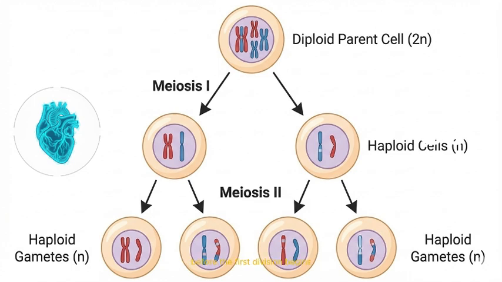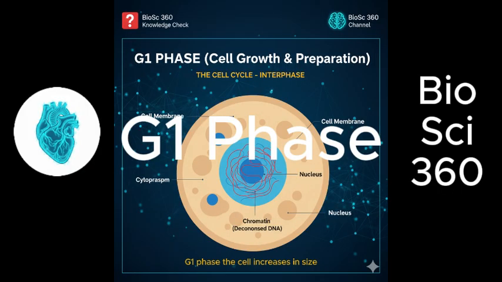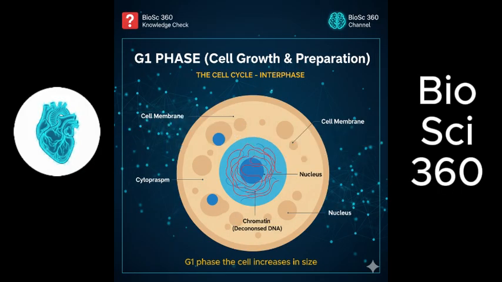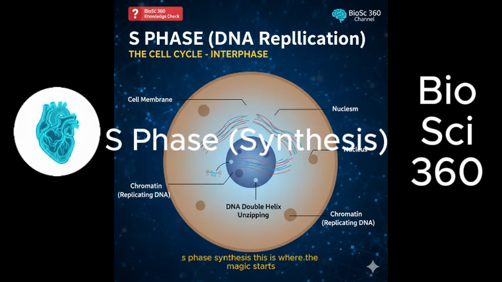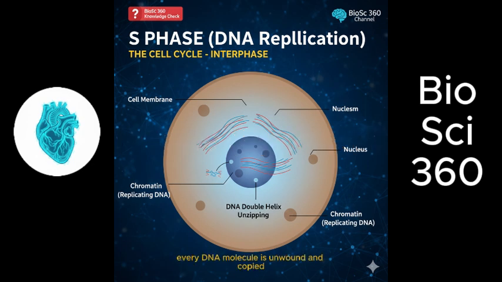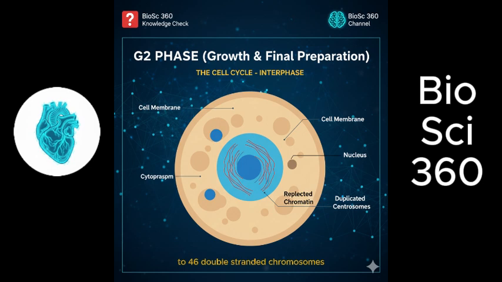Before the first division begins, the cell must prepare. This is interphase. G1 phase. The cell increases in size and produces the proteins needed for DNA replication. S phase, synthesis. This is where the magic starts. Every DNA molecule is unwound and copied. We move from 46 single-stranded chromosomes to 46 double-stranded chromosomes.